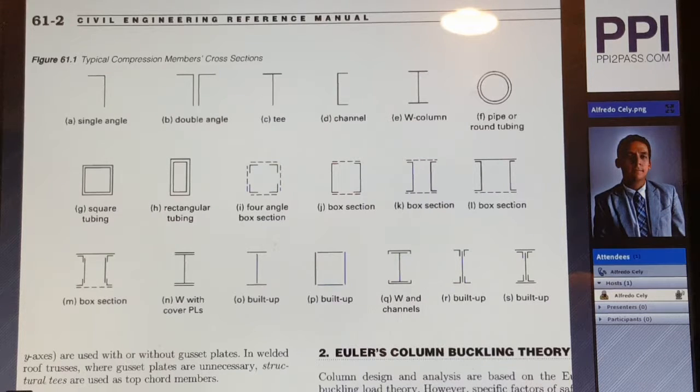We have a 4-angle box section, then a box section made with channels, a box section that is shown opposite made with channels, then another box section with a plate and 2 channels, and then a box section that's built out of 4 single angles and a few plates, then a W that has additional cover plates, then a built-up section just made out of plates, a built-up square tubing that's just built out of plates, a W that's had channels added to increase the moment of inertia at the flanges, then a built-up section that's made of plate and 4 single angles, and another built-up section that's also made out of a plate and 4 single angles with 2 additional plates at the flanges.